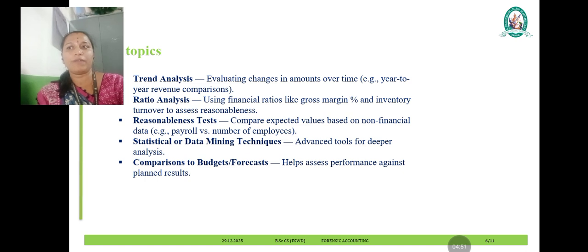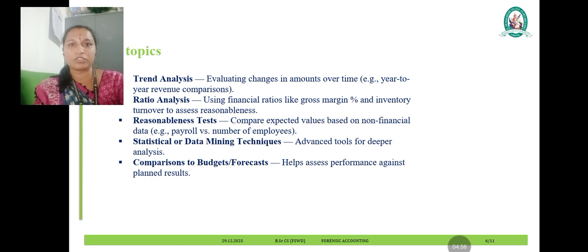Conclusion: professional analytical procedures are powerful tools in forensic accounting. They improve audit efficiency, identify fraud, strengthen evidence, and support professional judgment. Financial data can be intentionally manipulated, and these procedures help uncover it in forensic accounting.